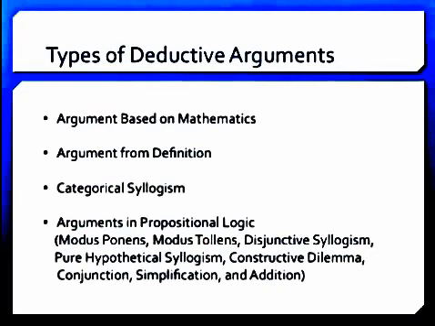Now, throughout Learning Module 1, we discussed arguments based on mathematics, arguments from definition, but we primarily focused on categorical syllogisms and arguments in propositional logic. All of these arguments are arguments that use deductive reasoning. In other words, they use the kind of reasoning in which it is the intent of the author that if all the premises were true, it would be impossible for the conclusion to be false. This is what makes them deductive arguments, the type of reasoning that they employ.